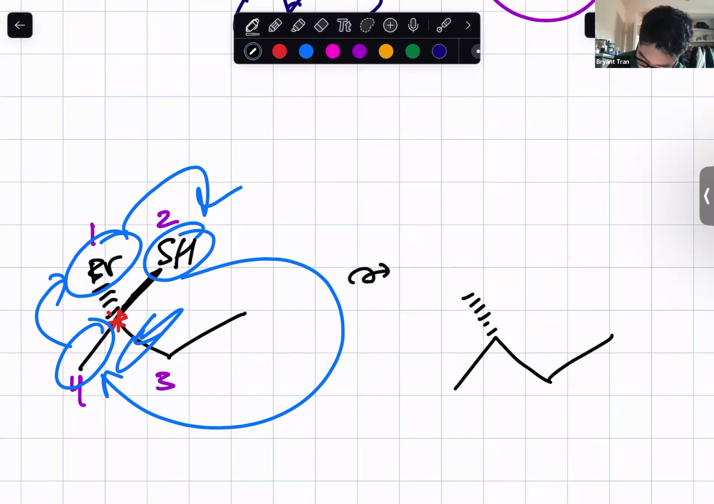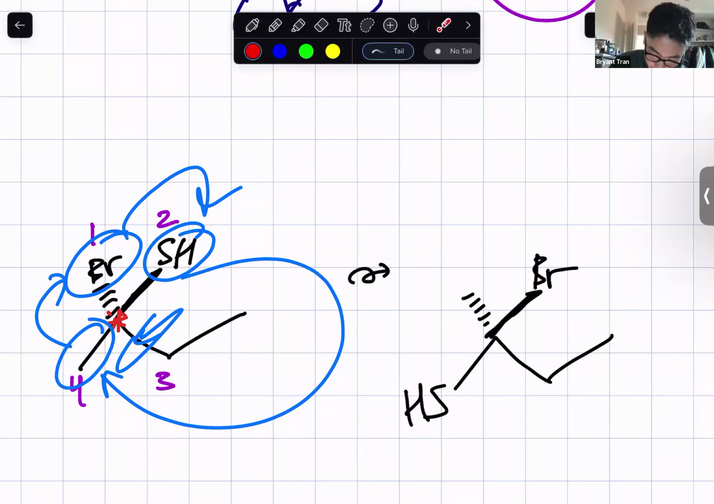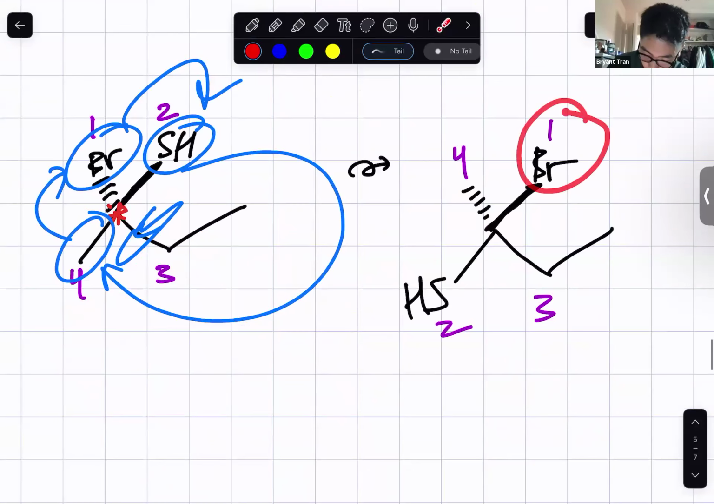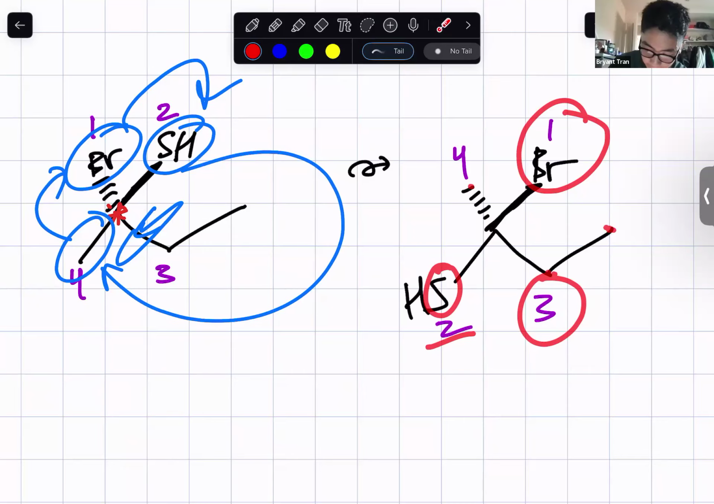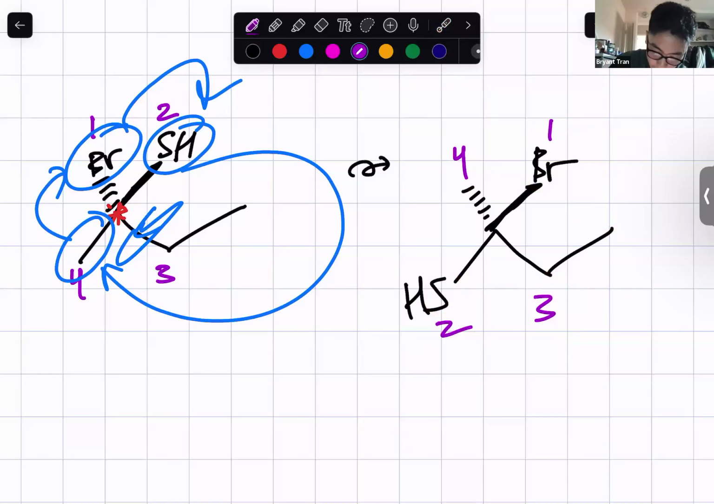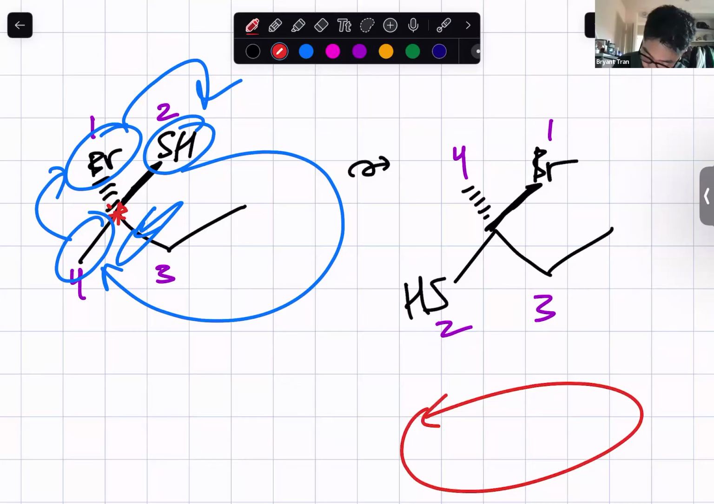The bonds here will stay the same, but the groups attached to the bonds will be different. The flat bond will now be the SH, the wedge will now be the Br, and this dash is now the methyl group. So when we do the same thing, 1, 2, 3, 4, because bromine has an atomic number of 35, sulfur has an atomic number of 16, and then carbon has an atomic number of 6. This is also 6, but this carbon is attached to this carbon, so that's just higher. If we go 1, 2, 3, that's going counterclockwise. That is going to be S.